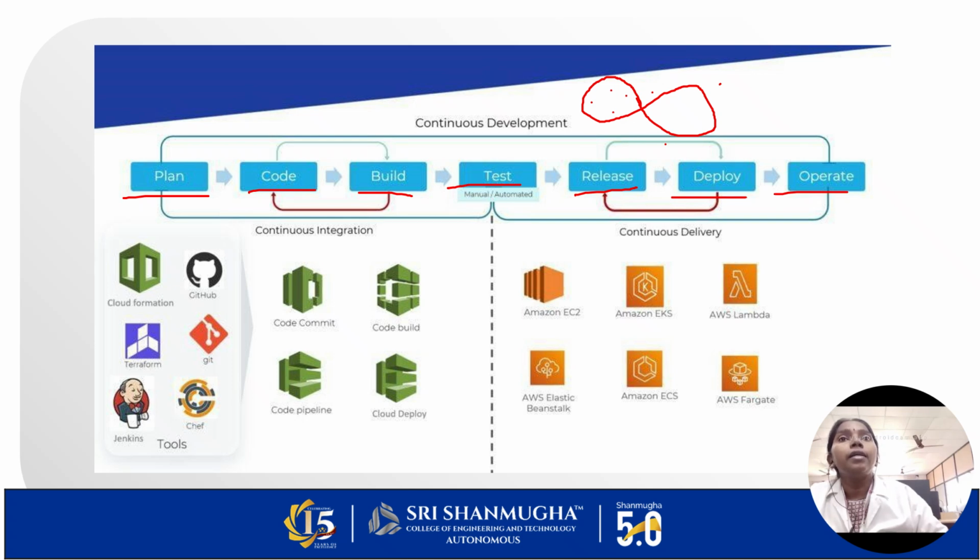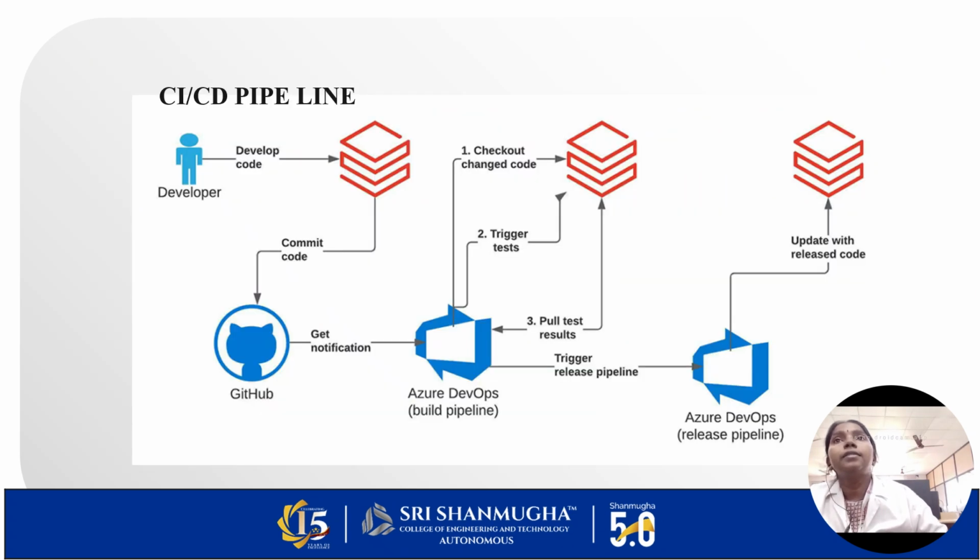And this is the Amazon EC2, EKS, Lambda. These are all the Azure, and this is for cloud service. And next, this is the major pipeline.